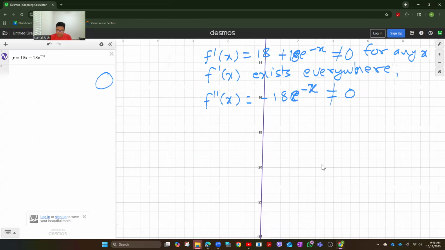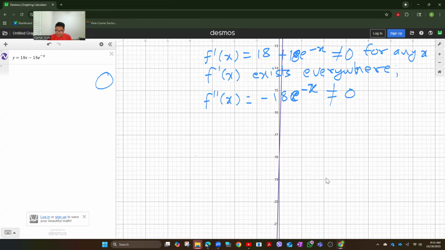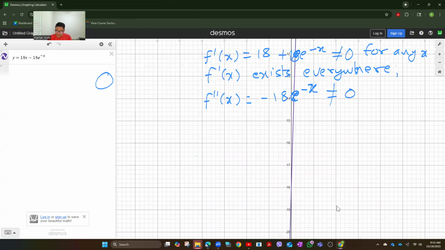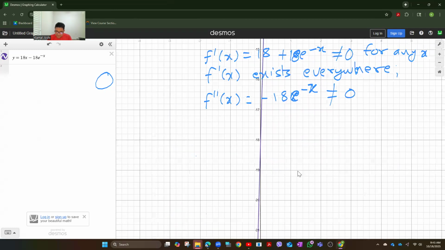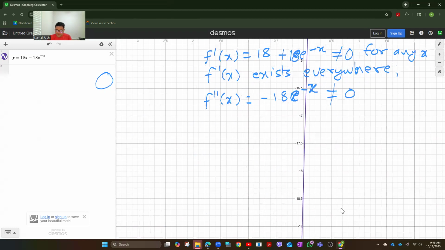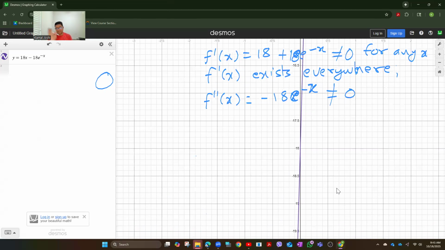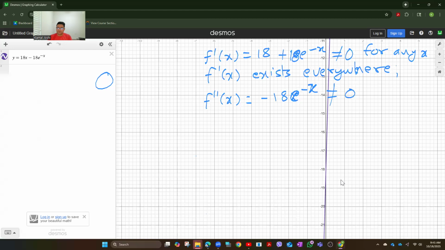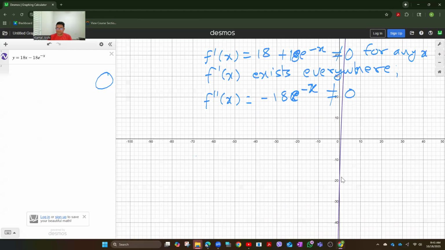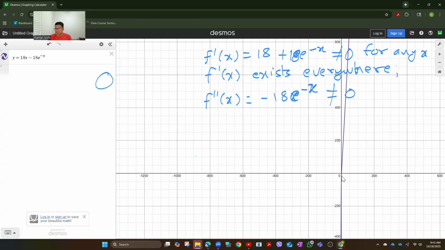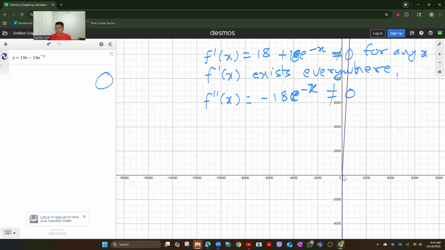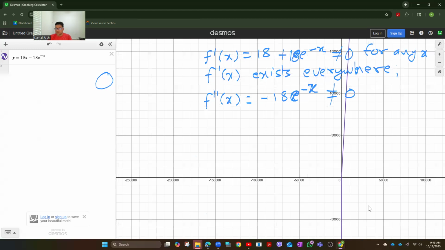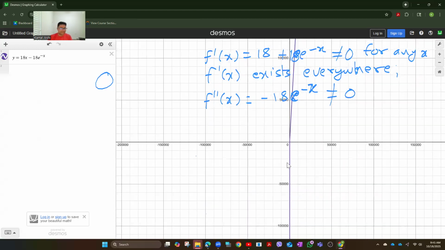Sometimes you have to be careful. Zoom in sufficiently and you might find a change in concavity, but it doesn't look like that's happening here. It's everywhere, a very small angle, but it's concave down. Zoom out, zoom out. It's concave down everywhere.